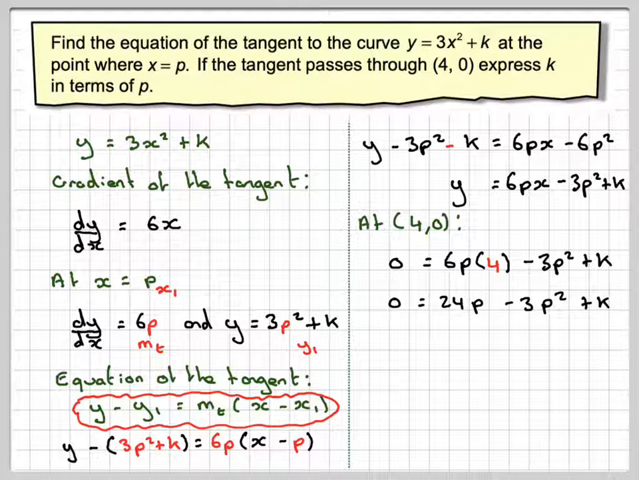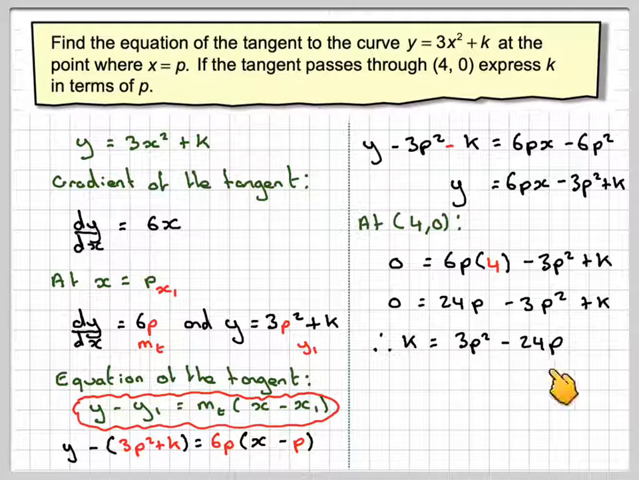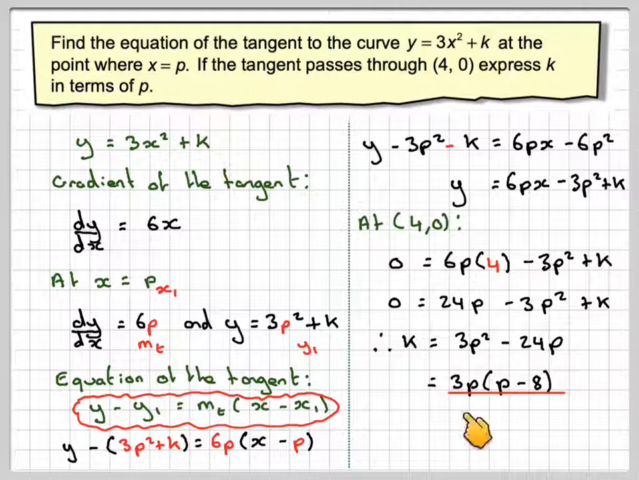And then if we want to find k in terms of p, we need to make k the subject, so therefore k will be equal to 3p squared, changing the sign of that one and the sign of that one, minus 24p. Now there's a common factor of 3p, so we'll take that out and we're going to get p minus 8. So the final answer, k in terms of p, will be 3p bracket p minus 8.